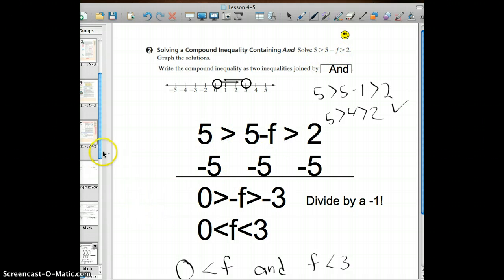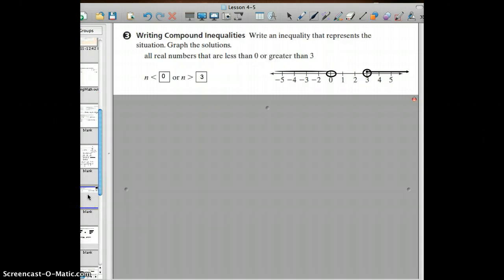Okay, I'm hoping example 3 has an or. You're going to turn me into a liar here. Ah, yes, here we have an or situation. So we're writing an inequality that represents the situation: all real numbers that are less than 0 or greater than 3.